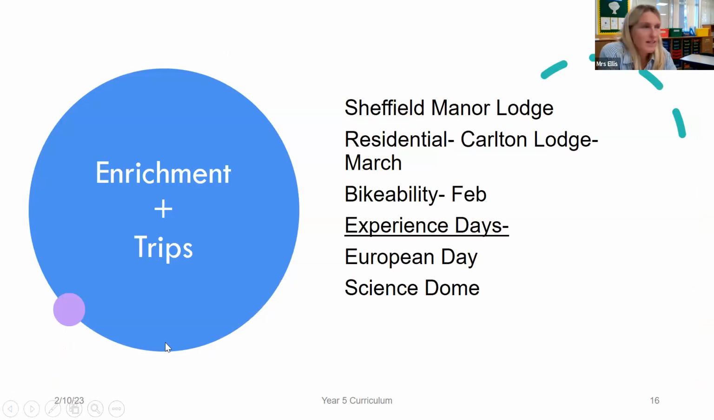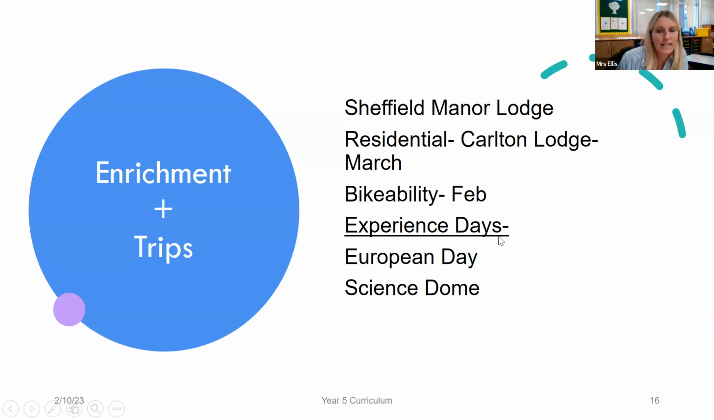So on top of that, and almost to finish, are some of the enrichment and trips that we do in year 5. So at the end of the summer, we go to Sheffield Manor Lodge to do a Tudor day, which the children really enjoy. It's very hands-on, making lots of things and learning what life was like in the Tudor times. We have our residential in March that I've already mentioned, Bikeability in February that I've already mentioned.